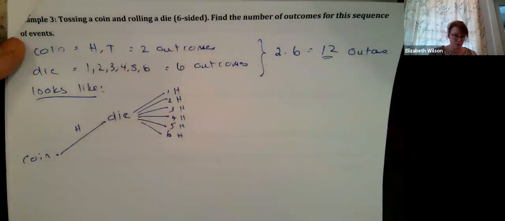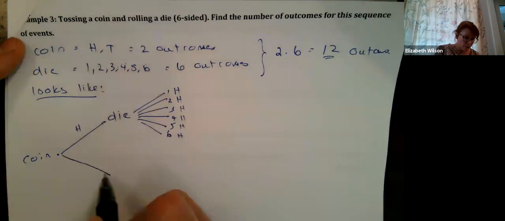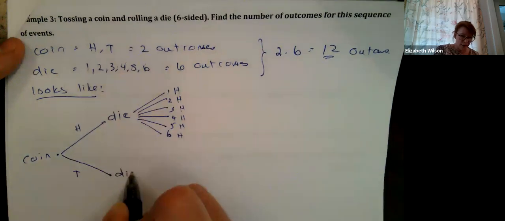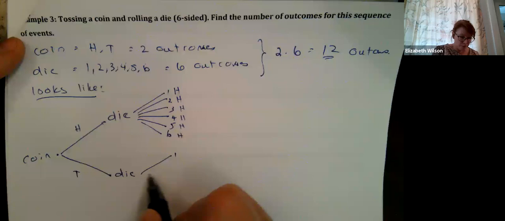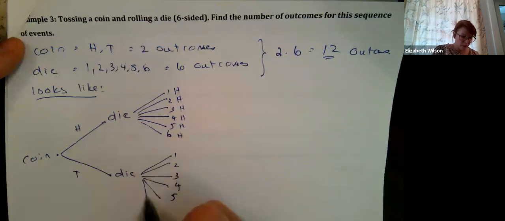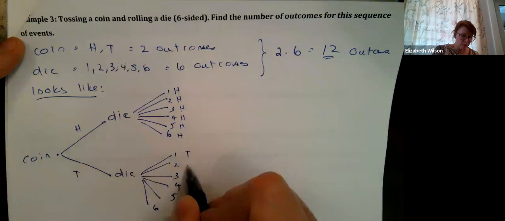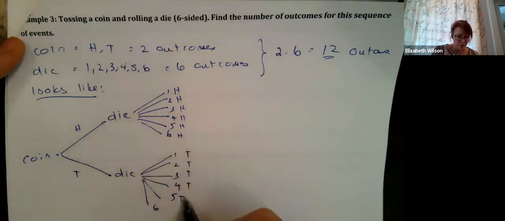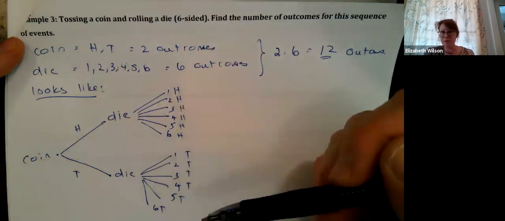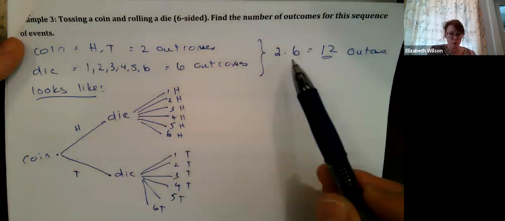That's our outcomes. Now when I toss the coin, I can get a tail. Then I'm going to roll the die. I'm going to get the same set of outcomes, 1, 2, 3, 4, 5, 6. And this is tail 1, tail 2, tail 3, tail 4, tail 5, and tail 6. We can count them up. This is a really small set. Count them up and we only have 12 possible outcomes, which is what we saw when we did the multiplication rule.